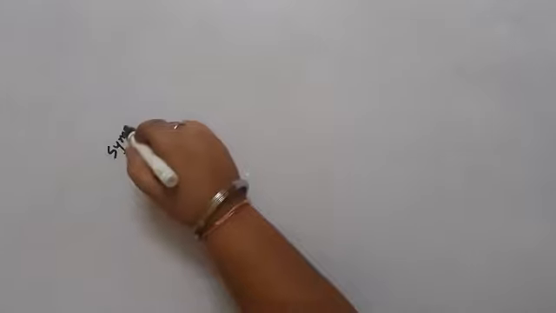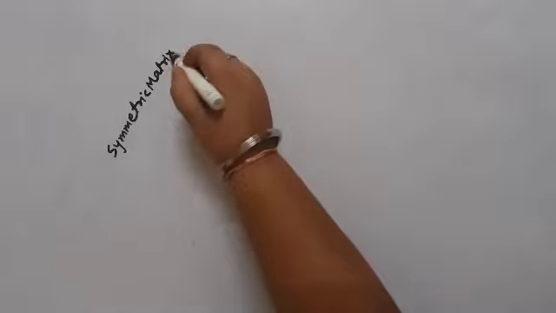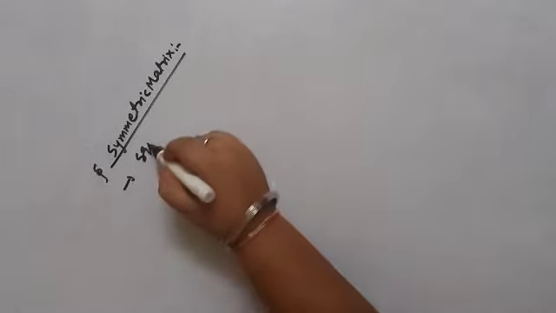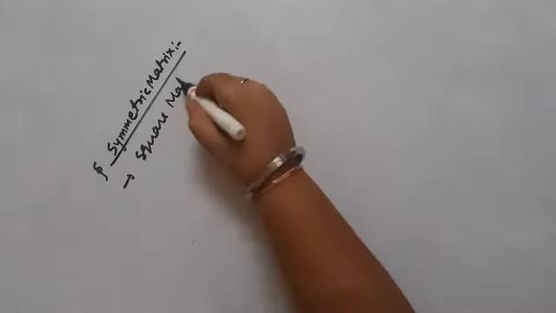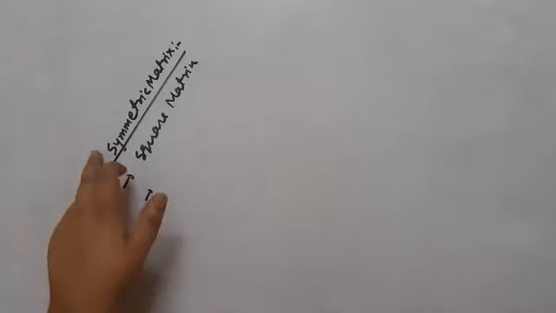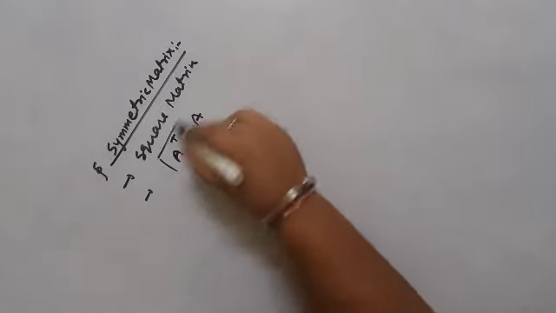Then our first topic is symmetric matrix. What is a symmetric matrix? First of all, it should be a square matrix. A square matrix is said to be symmetric if there is no change after transposing. It means A raised to the power T equals A.